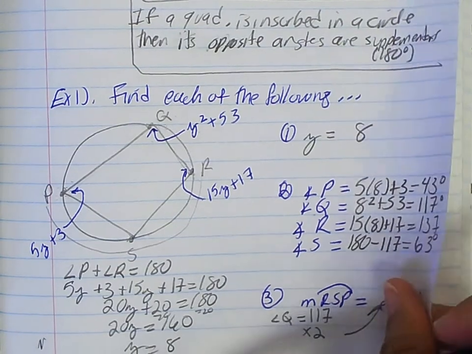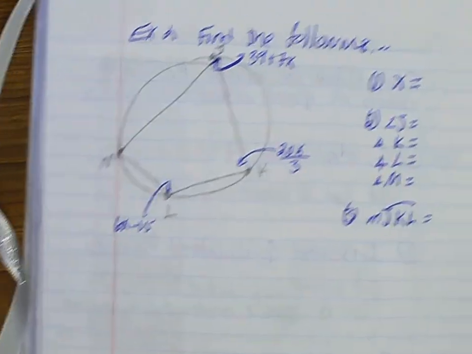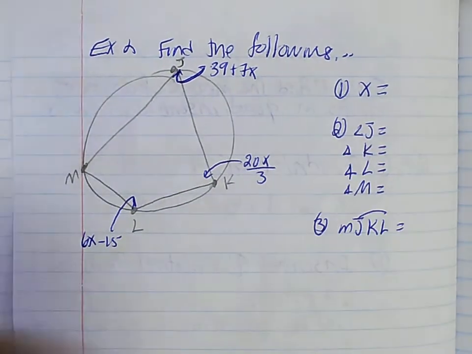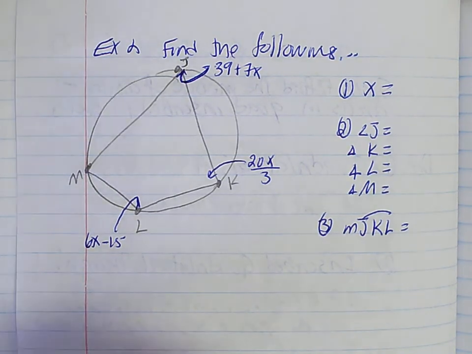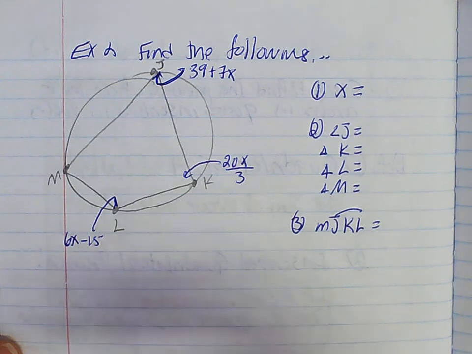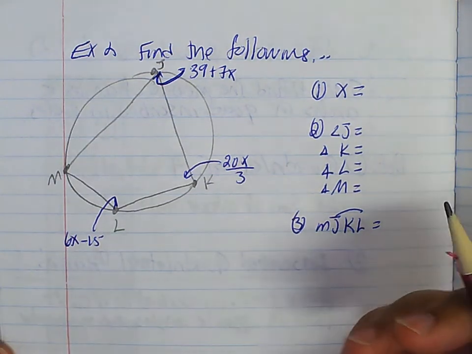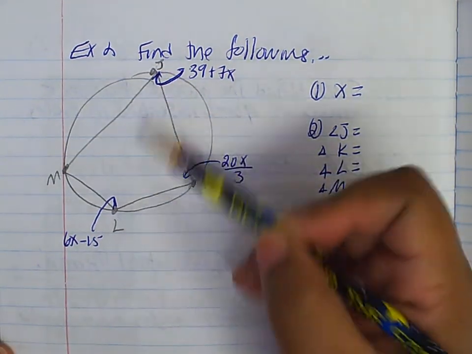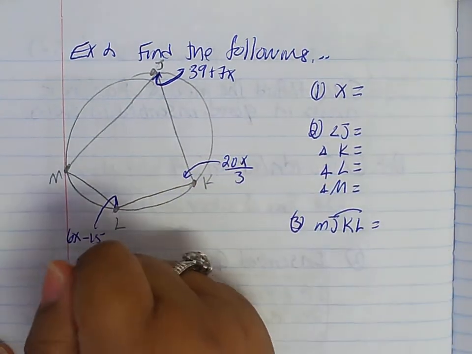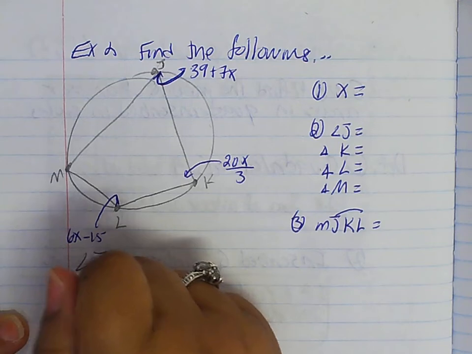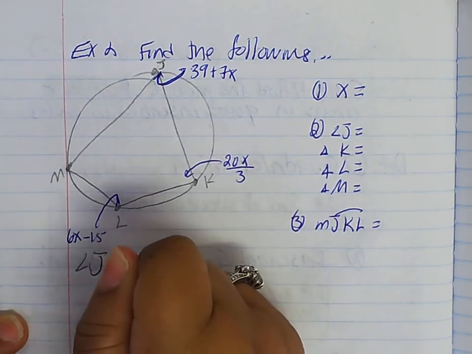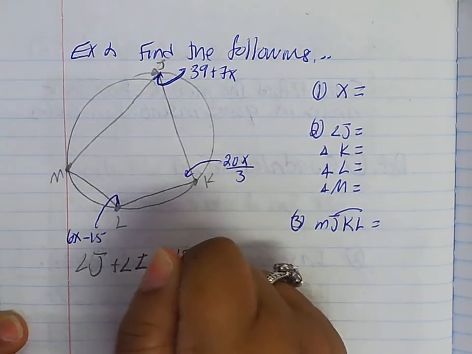We're going to do one more example, similar to the one we just did. So example 2, again we want to find the following stuff. The first thing I'm going to do is find x. I know that these two are supplementary, so I can say angle J, this was supposed to be J, I put my J back, sorry, plus angle L equals 180.